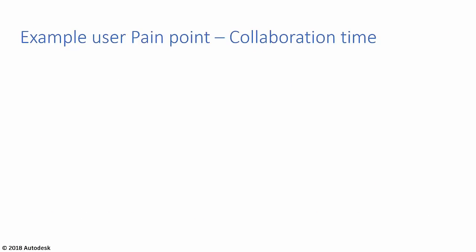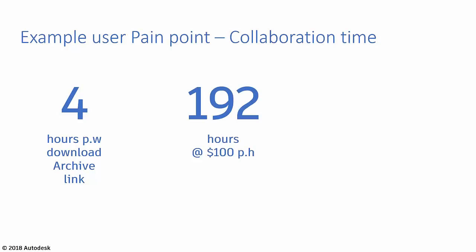An example pain point that I've personally seen with customers using the traditional workflow is a customer had to spend 4 hours every Friday downloading all the files from an FTP site or a Dropbox site, archiving copies, and then taking all those files and linking them in. It was 4 hours every Friday on a very important project. This equates to, out of a 48-week work year, 192 hours. And if your charge hour rate is $100 per hour, you're looking at a lot of money.